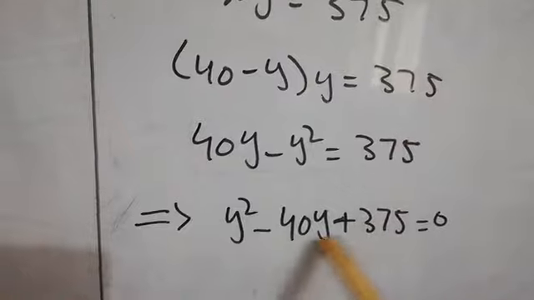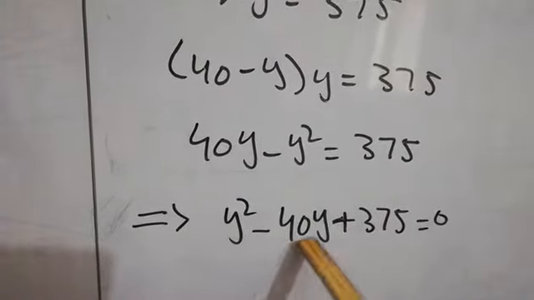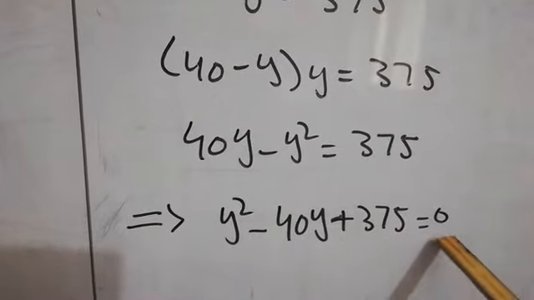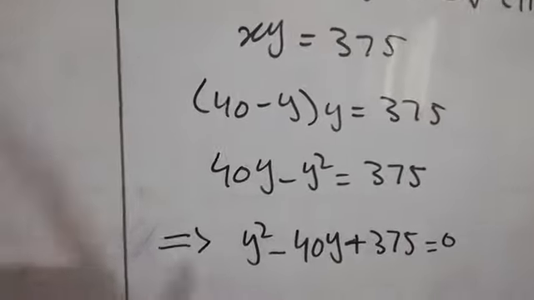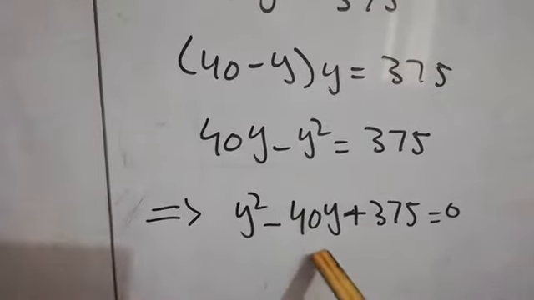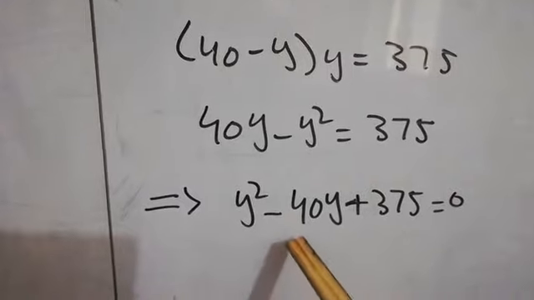Now I will arrange this to make the quadratic equation. y square minus 40y plus 375 equals 0. Dear students, now you can observe that this is a quadratic equation and we will solve it easily with the help of factorization. How can we factorize?